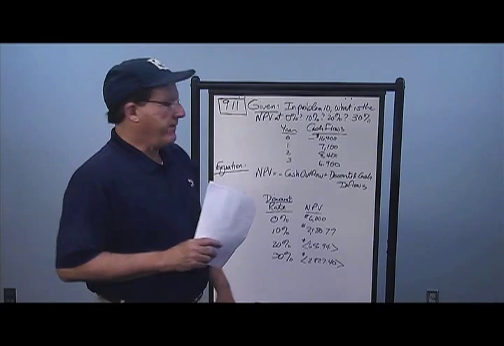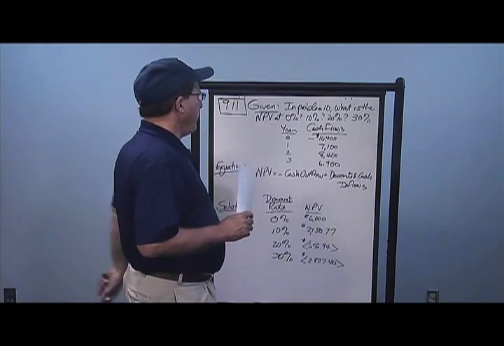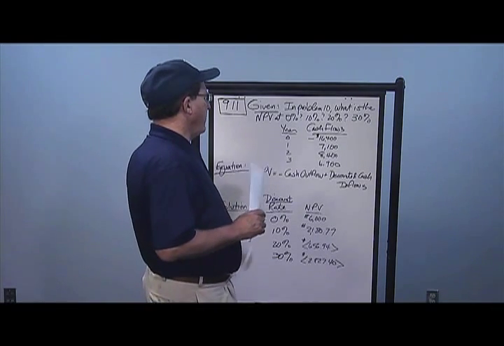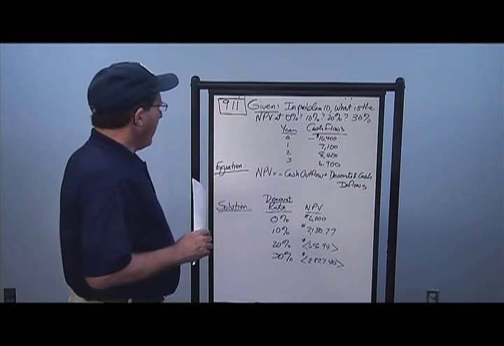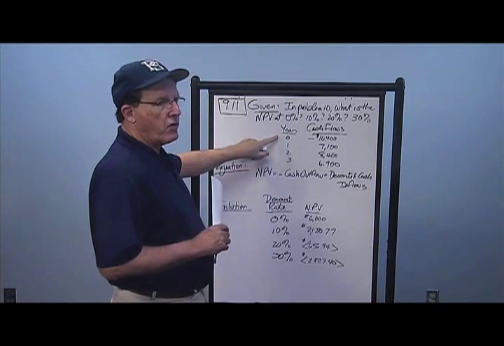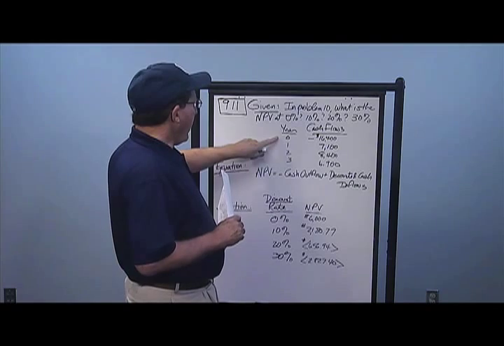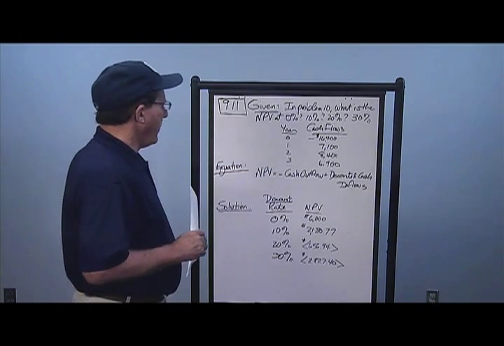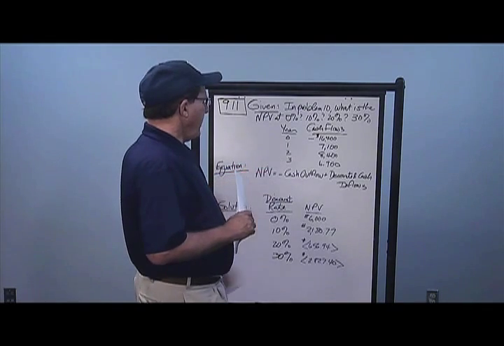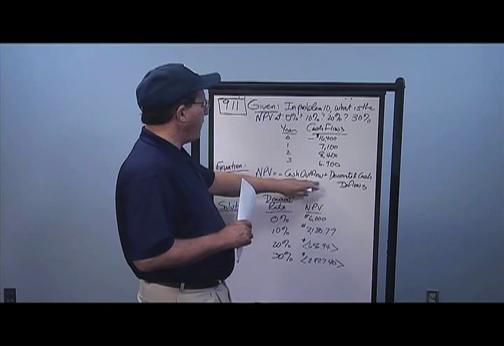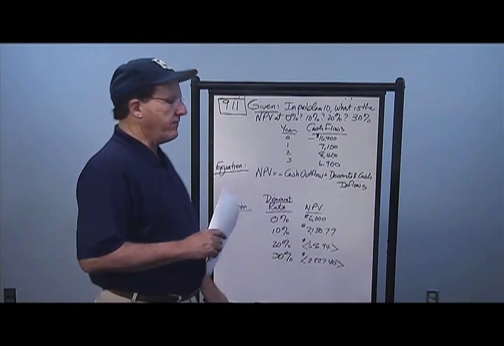For problem 9.11, they want to know, in problem 10, what's the NPV at 0%, 10, 20, and 30% discount rates. Here are your cash flows again, negative 16,400 out today, at time 0, year 1, 7,100, end of year 2, 8,400, and end of year 3, $6,900. Net present value is equal to minus cash outflow today, plus the discounted cash inflows.